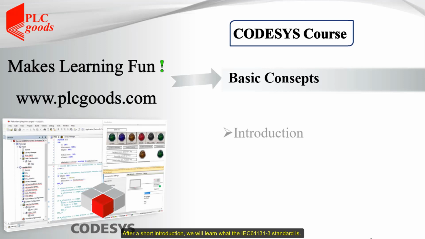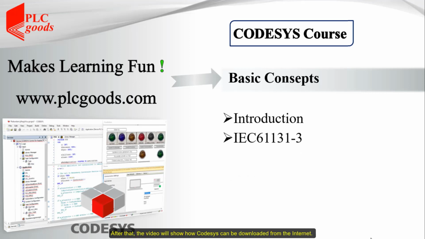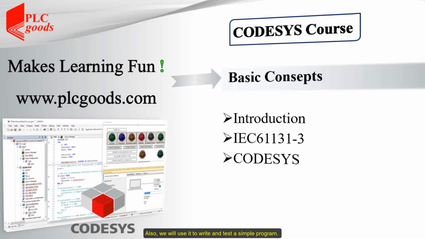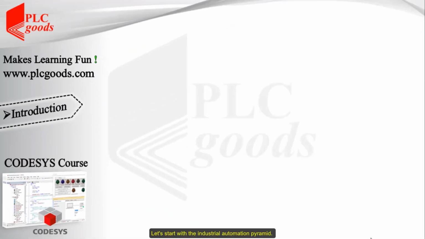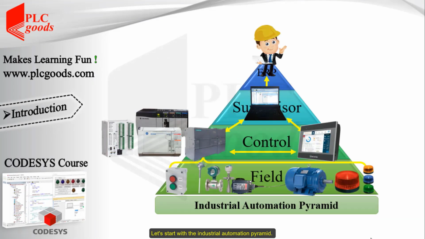After a short introduction, we will learn what the IEC 61131-3 standard is. After that, the video will show how CODESYS can be downloaded from the internet. Also, we will use it to write and test a simple program. Let's start with the industrial automation pyramid.